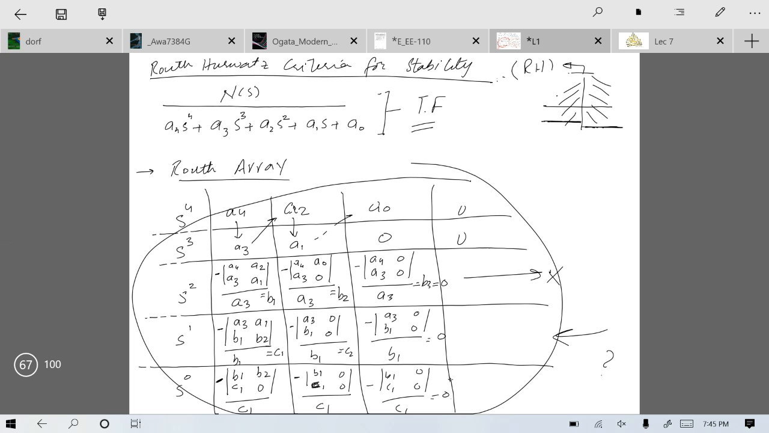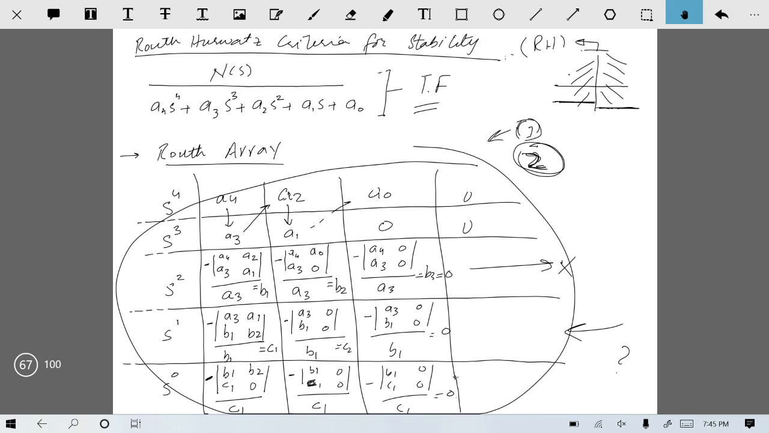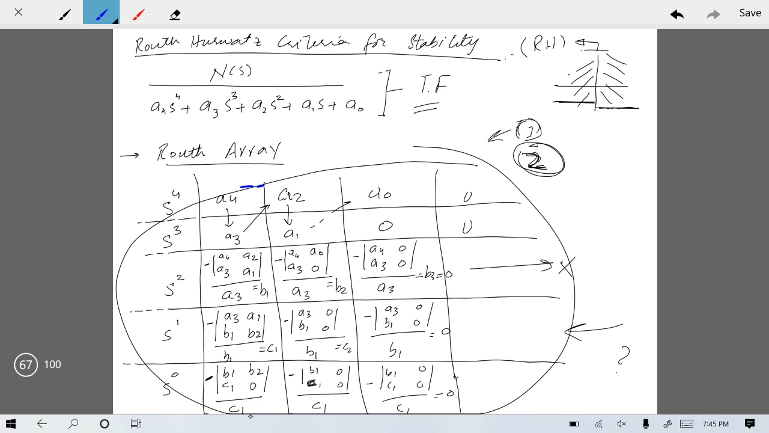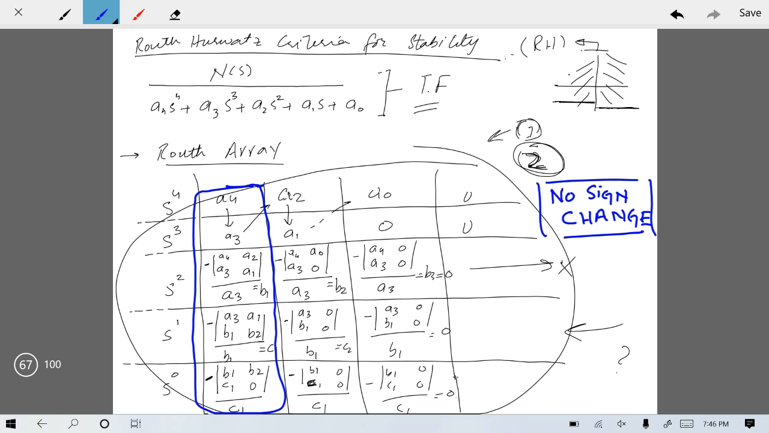So step one was to make a Routh array, which we have already done. Step two is to observe this column. If there is no sign change in this first column, I will say that your system is a stable system. So actually, the number of sign changes is equal to the number of poles on the right half plane.